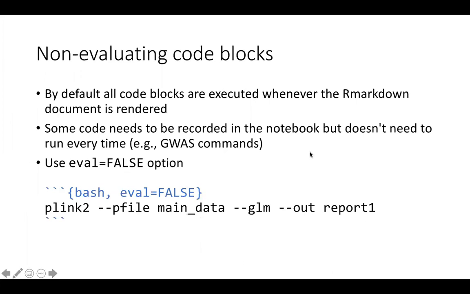However, you might have a lot of shell commands you want to document, and we don't want them to run every single time. If you're doing a GWAS, that could take 20 minutes or 3 hours, and you don't want that necessarily to run every time you update your document. So you can use eval = false, so it'll read that in and print it out, but it won't actually execute it.